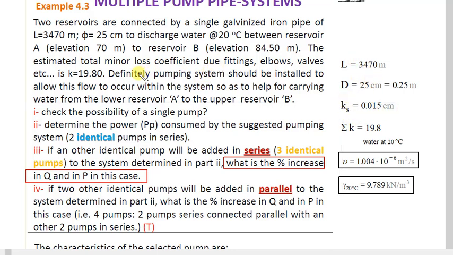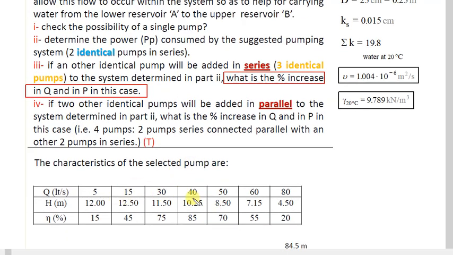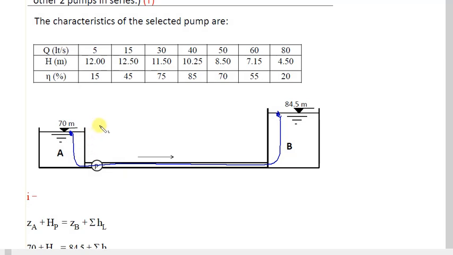Then it says a pumping system should definitely be installed to allow this flow to occur within the system, so as to help carry water from the lower reservoir A to the upper reservoir B. Check the possibility of a single pump. This is the first example. So what is the table for the pump? This is the characteristic of the pump. For example, if you want to deliver 5, the pump will give you 12 meters of head. It can deliver up to 12 meters. Then if the discharge is 15, it will be 12.50, like that. It is just given according to efficiency. So this is the sketch.